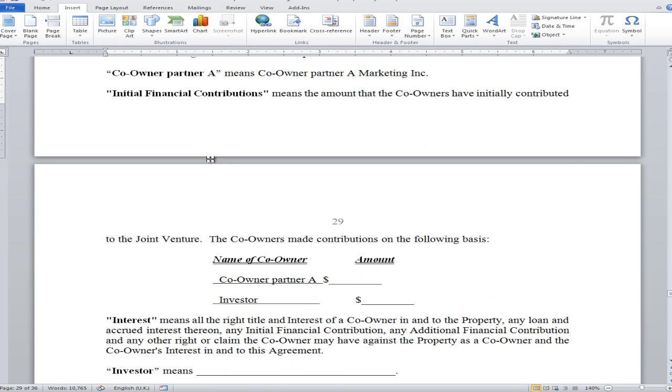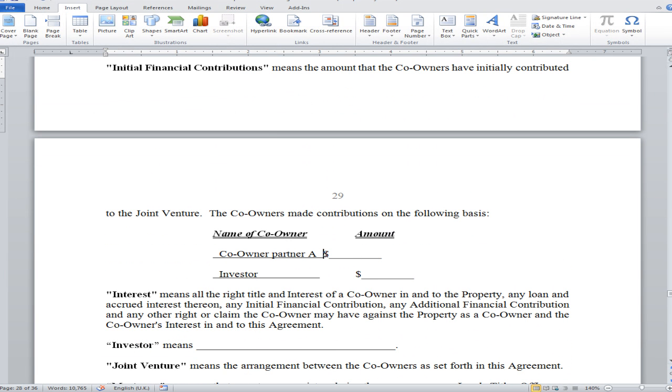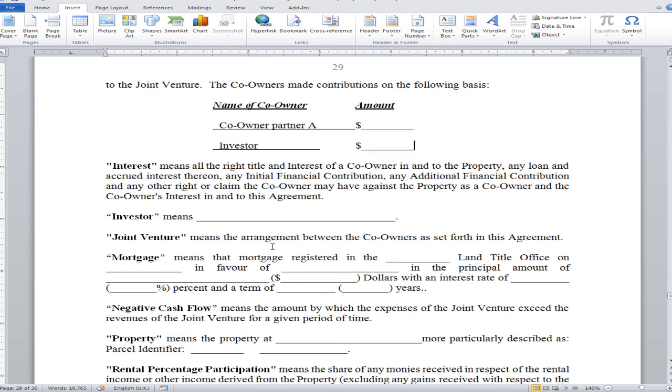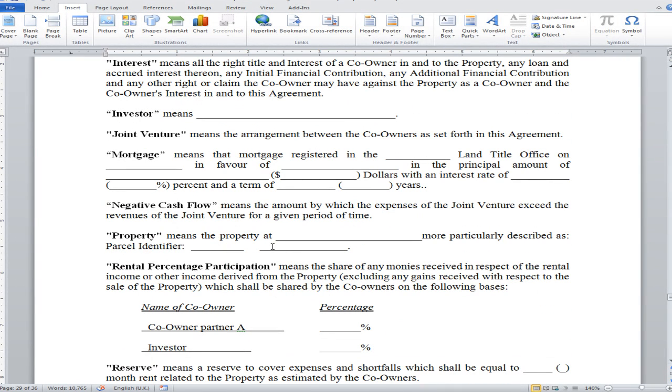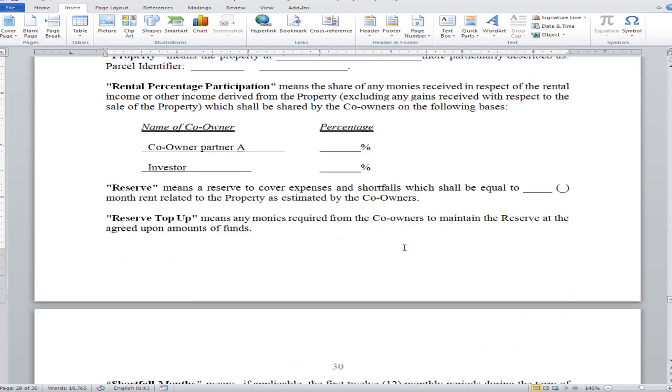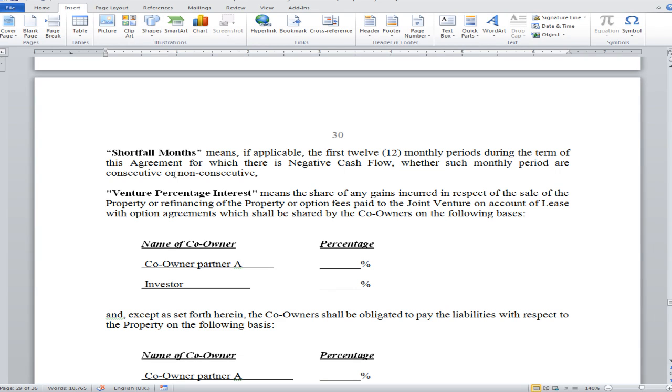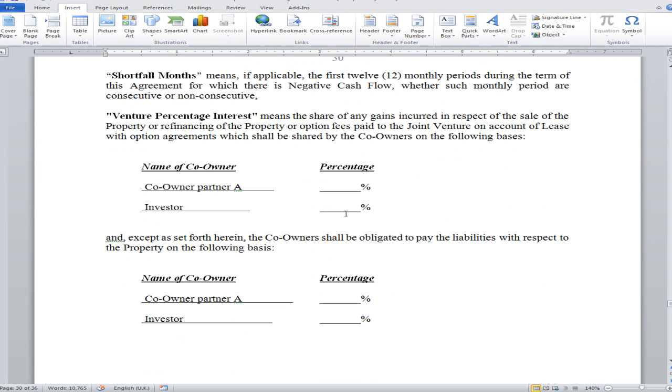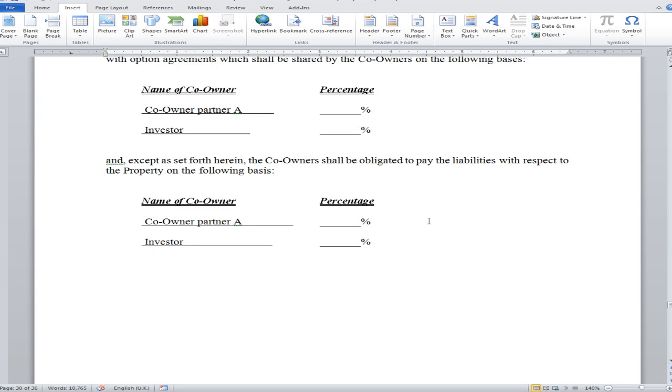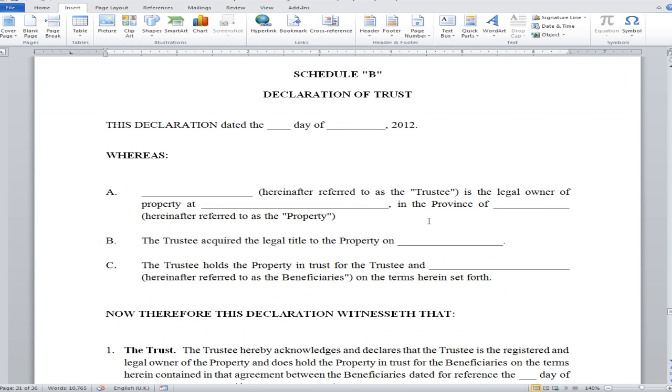We have the initial financial contribution, how much money was put in. So very often I would put in the bulk of the cash, and the investor or the co-owner, B, would put in, and make sure they pay their legal fees. It's important that you have your own real estate lawyer. We have rental percentage participation, mortgages, negative cash flow, what the percentages are, and then we just keep on going. If there's any kind of shortfalls, this was a deal that I had there. That deal no longer exists, so I kind of custom tailored every one of these.